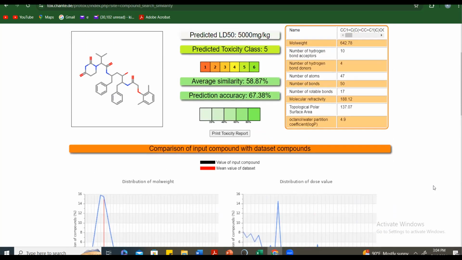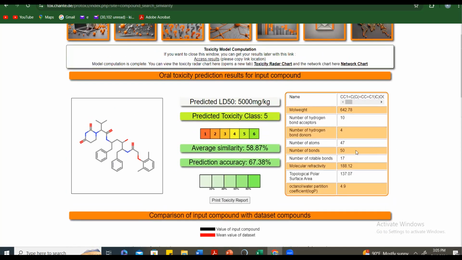Now, the first thing that we find here is the physiochemical properties, all those numbers for molecular weight, hydrogen bond donor, hydrogen bond acceptor, and things like that. Now, let's continue.